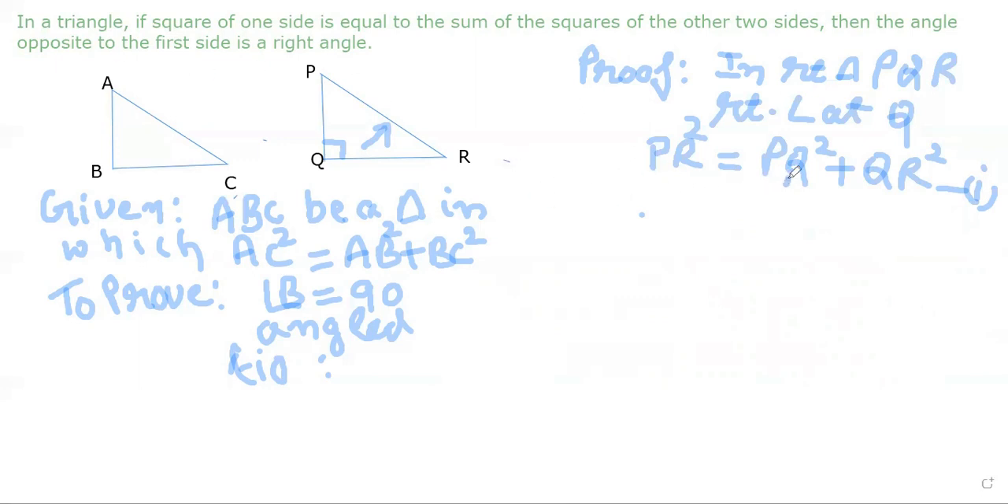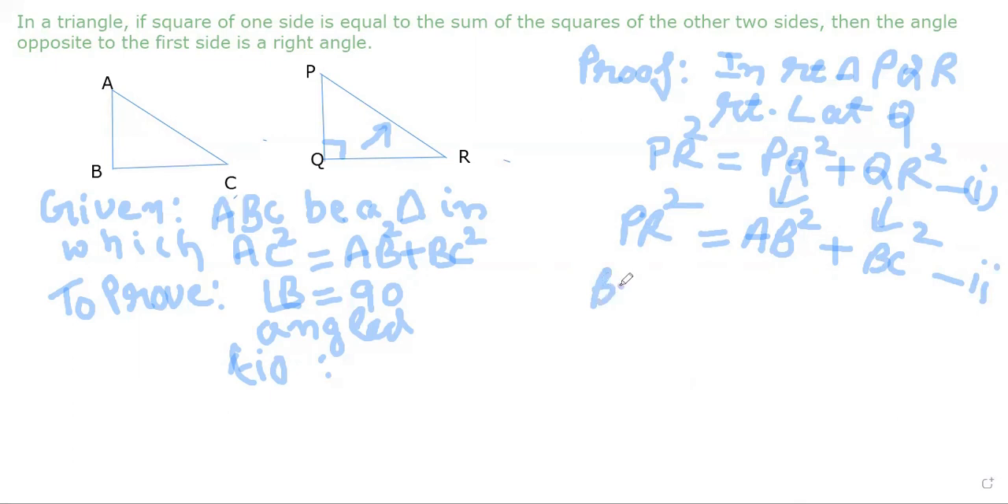Further, in construction we have taken PQ equal to AB, so in place of PQ we can place AB, so it is AB square. In place of QR, we can place BC because we have taken this in construction. So PR square is equal to AB square plus BC square. Clear? This is our number two.